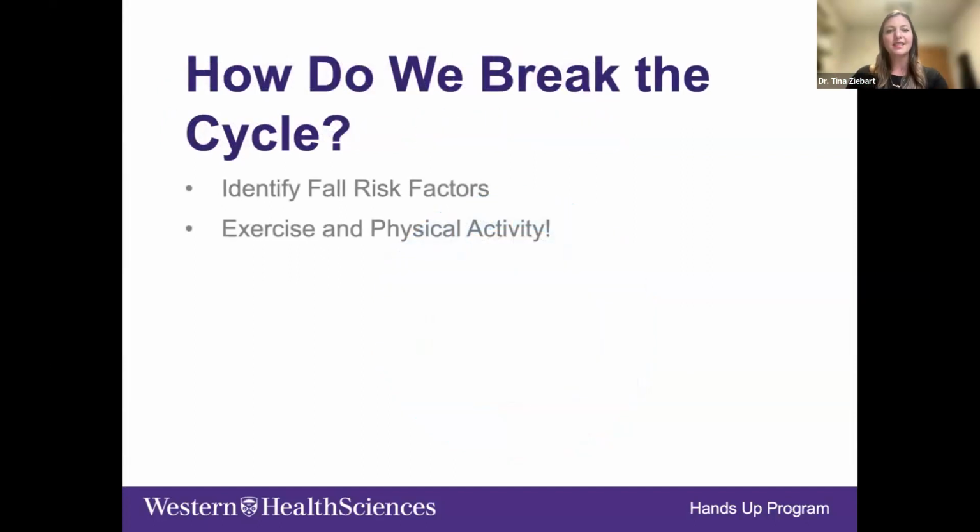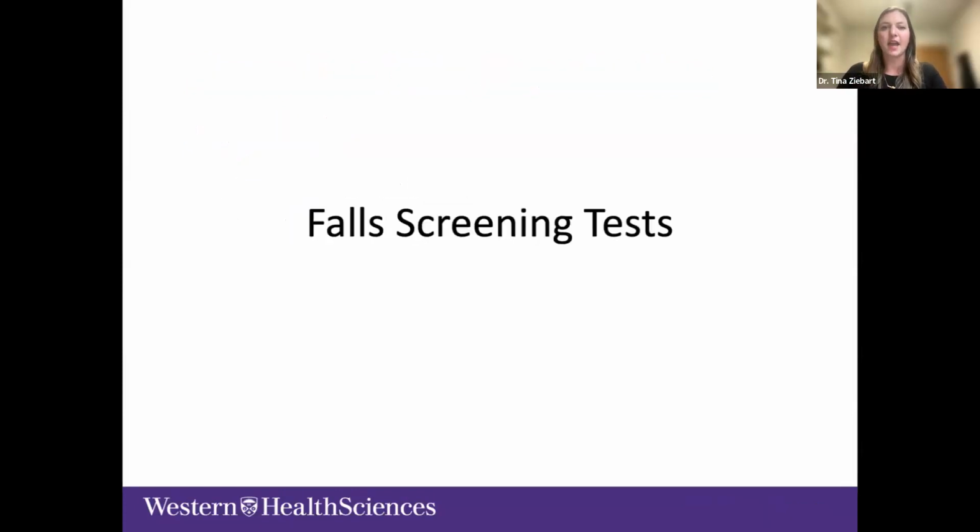So how do we break the cycle? Well, first off, we need to identify these fall risk factors that I just explained to you. And then, of course, exercise and physical activity is a great intervention to try to help break this cycle, reduce the risk of falling, but also hopefully reduce that fear of falling. So encouraging these adults to become active again.